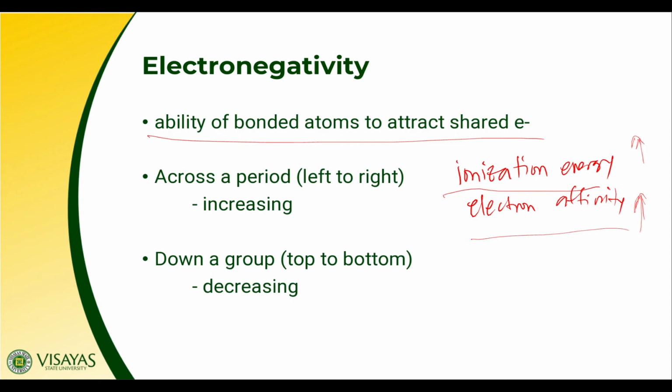Down a group, electronegativity decreases because ionization energy decreases. And the electron affinity decreases as well, so the electrons are not really tightly held, no? Or there is less attraction between the electrons and the atom as we go down a group. So the ability of the valence atoms to attract the shared electrons also decreases as we go from top to bottom.